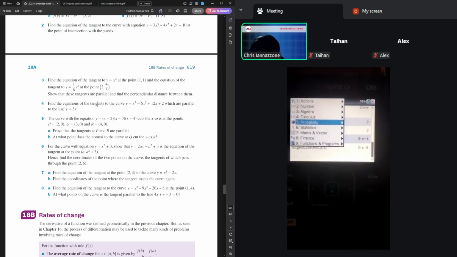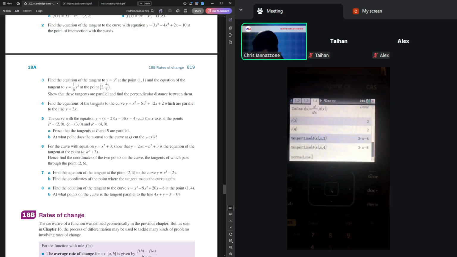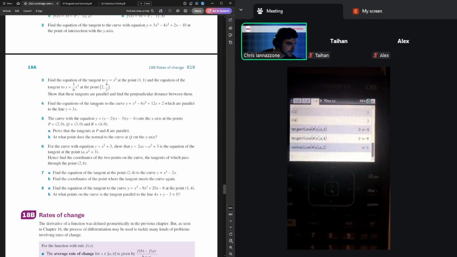Whoops, I am muscle memoried into my probability stuff apparently. But okay, so normal line instead of tangent line. Syntax is functionally identical. Function, comma, x, comma, in this case it's Q, so Q is 3. That gets us the normal line of x minus 3 rather. And so the y-intercept of that would just be minus 3, right, x equals 0. Any questions there?